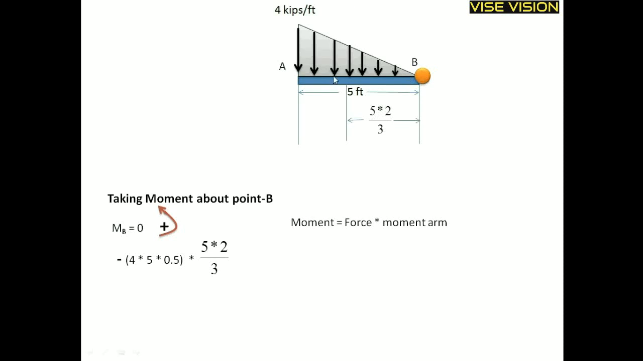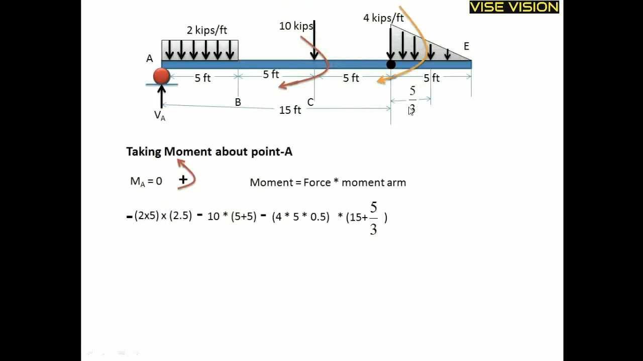Because in this case the UVL load is acting here from B, the distance of the UVL force acting will be 5 into 2 by 3. So that is how I have taken the 5 by 3 from this point. This distance is 5 by 3. Adding this distance to this 15 feet, I will get the moment arm.